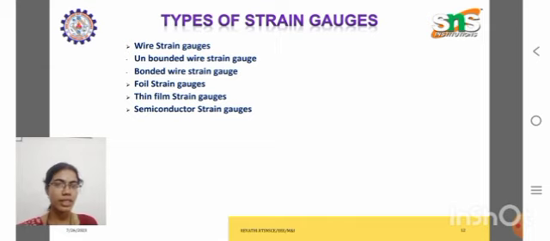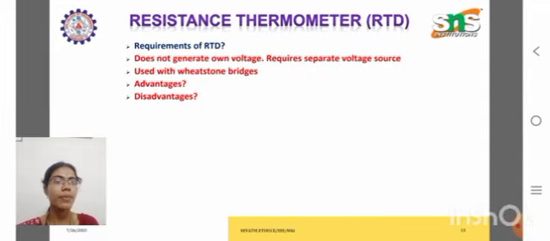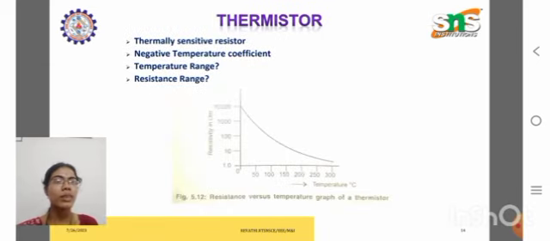Types of strain gauges: wire strain gauges, unbonded wire strain gauges, foil strain gauges, thin film strain gauges, semiconductor strain gauges. Resistance thermometer, or RTD, requirements: does not generate its own voltage, requires a separate voltage source, used with Wheatstone bridges. Thermistors: thermally sensitive resistors with a negative temperature coefficient.